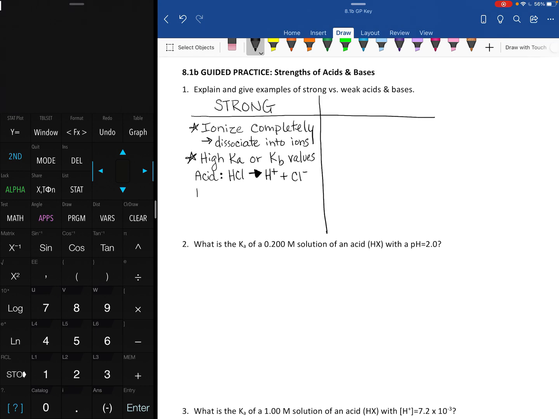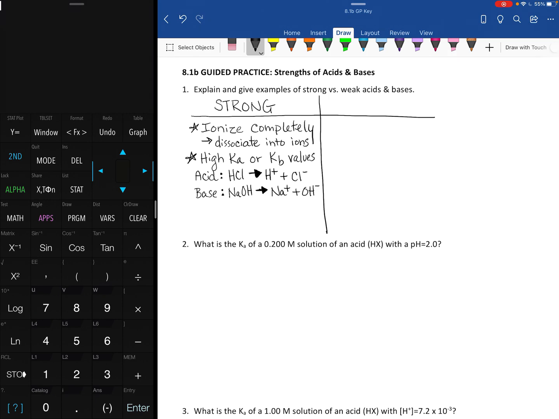Okay, so for the base, we're going to see something like, say, sodium hydroxide. And it's going to, in aqueous solution, completely break apart into sodium ions, Na+, and hydroxide ions, OH-. Okay. We'll talk about the list of which things are strong here in just a moment.